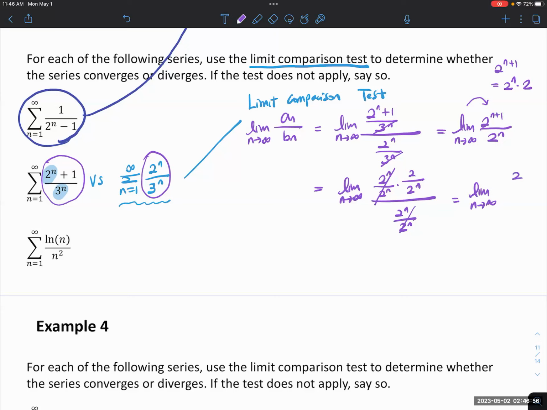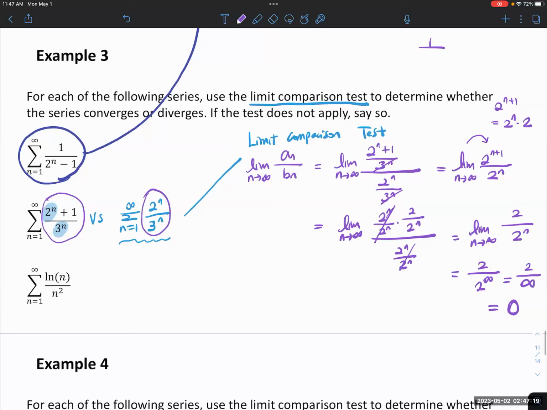This is 1 plus 2 over 2 to the n remaining, because everything else is 1. And now you plug in infinity. Let me just double check: 2 over 2 to the infinity. As the denominator gets larger and larger, it's going to be 0. Are you following? Do you remember 1 over a very large number in the limit is close to 0? So therefore, it's heading to 0. It converges, right? So we found out it is a convergence.